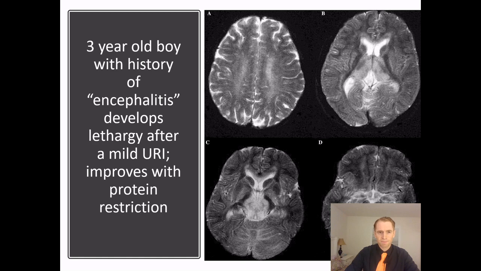This is a 3-year-old boy with a history of, quote, encephalitis, who then recovered, who now has lethargy and confusion after an upper respiratory tract infection. He improved when protein in the diet was restricted. Now, if you look at the MRI, you see very symmetrical lesions in the basal ganglia and thalamus, not typical of multiple sclerosis.